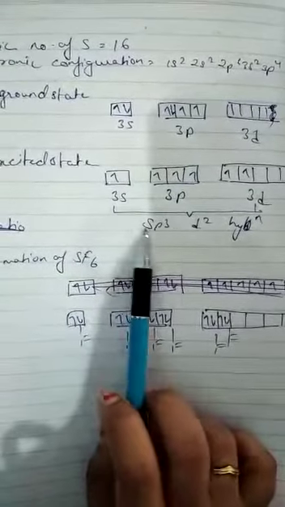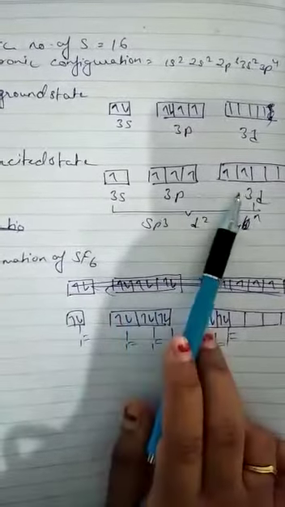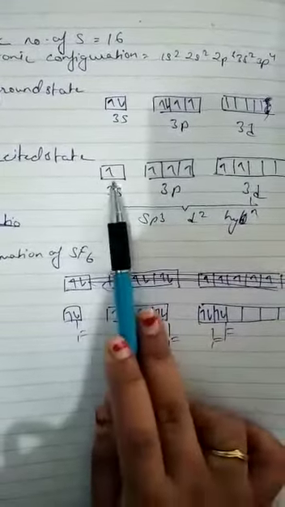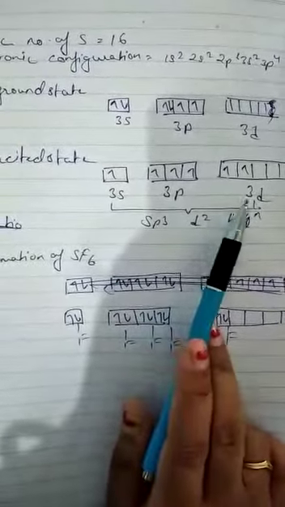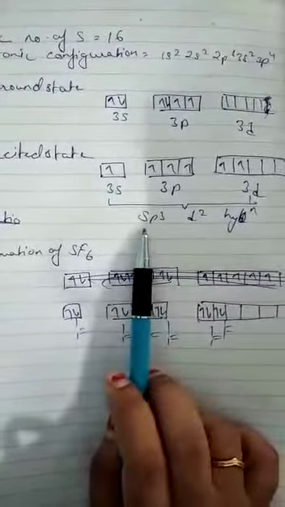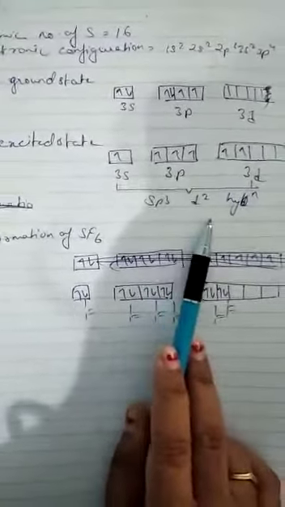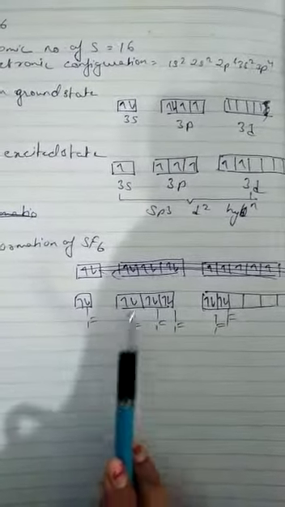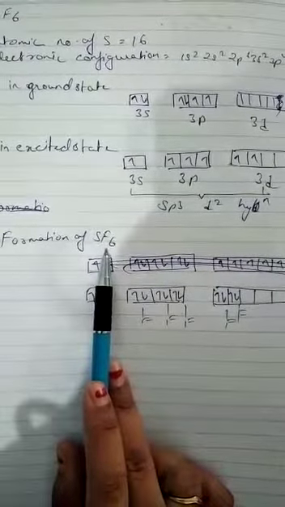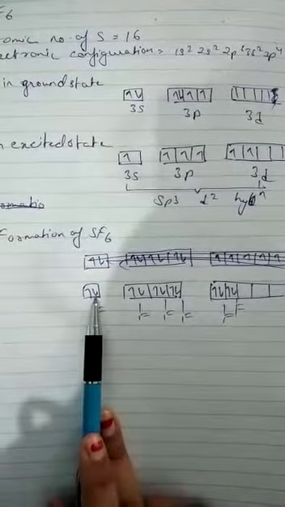Now these 6 orbitals will get hybridized. There is one s orbital, 3 p orbitals and 2 d orbitals. So these 6 orbitals will hybridize among themselves, and they will form 6 hybrid orbitals of sp3d2 hybridization. These 6 orbitals of sulfur will then form bonds with the fluorine atoms, and the fluorine electrons will take the place in the empty parts of the shells.